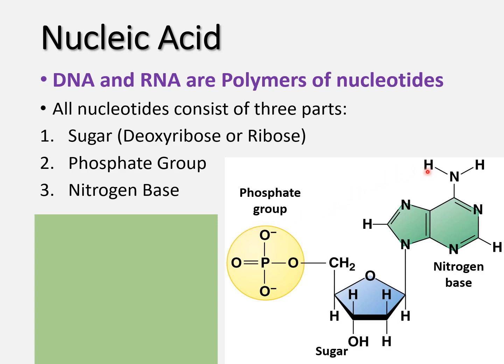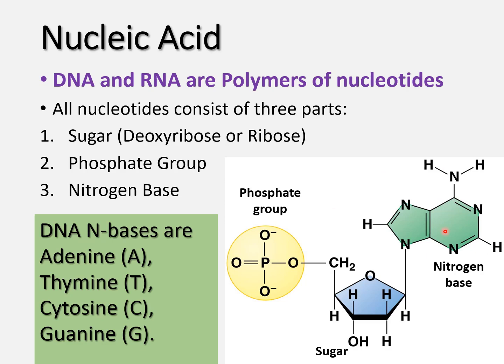If you're DNA, you have a deoxyribose sugar. If you're RNA, you have a ribose sugar. So that's what determines whether you're DNA or RNA. Okay. Then you have a phosphate group, okay, and a nitrogen base.